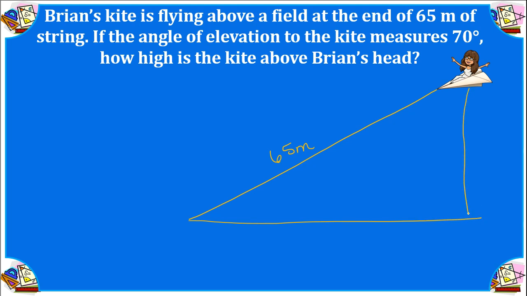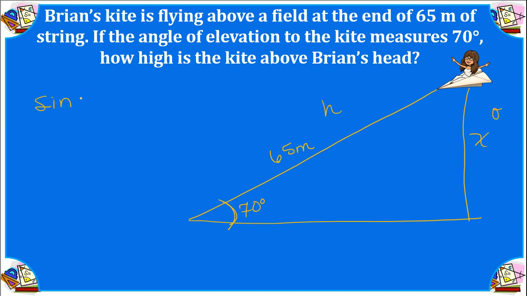Here will be the right triangle. This is the angle of elevation to the kite, 70 degrees. And we want to know how high the kite is off the ground. So we're looking for x. From our reference angle 70, we have opposite and hypotenuse. So we're going to use the trig function sine.